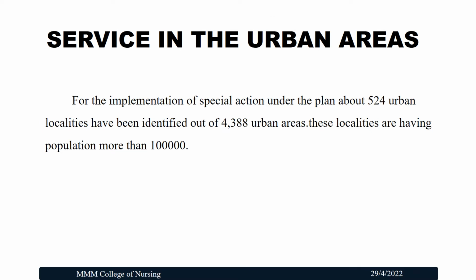Service in the urban areas. For the implementation of special action under the plan, about 524 urban localities have been identified out of 4,388 urban areas. These localities have a population of more than 1 lakh.